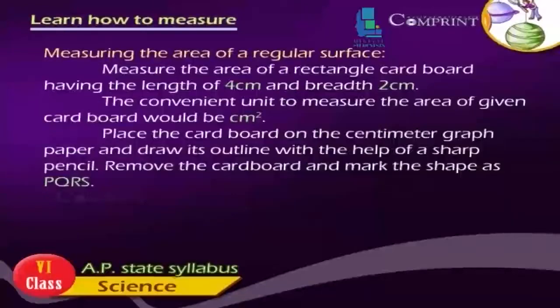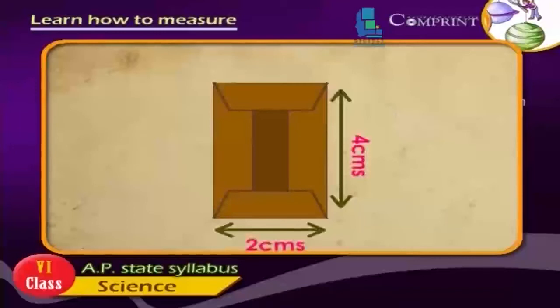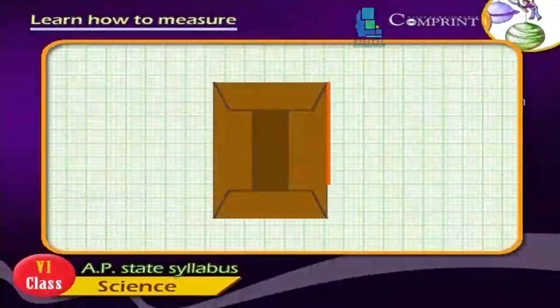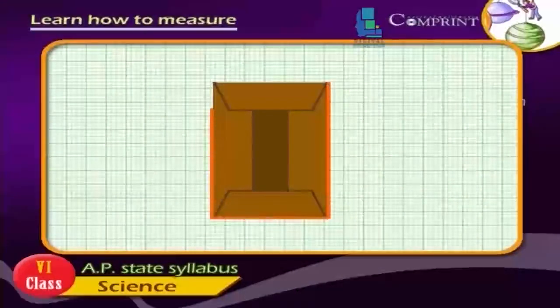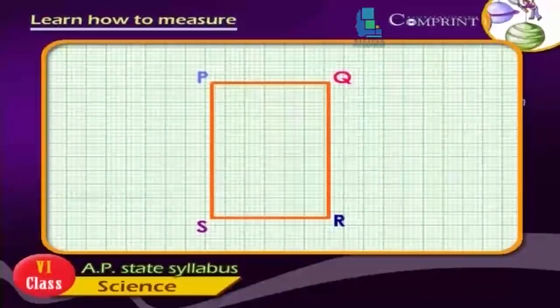Measuring the area of a regular surface. Measure the area of a rectangle cardboard having the length of 4 cm and breadth 2 cm. The convenient unit to measure the area of the given cardboard would be centimeter square. Place the cardboard on the centimeter graph paper and draw its outline with the help of a sharp pencil. Remove the cardboard and mark the shape as PQRS.